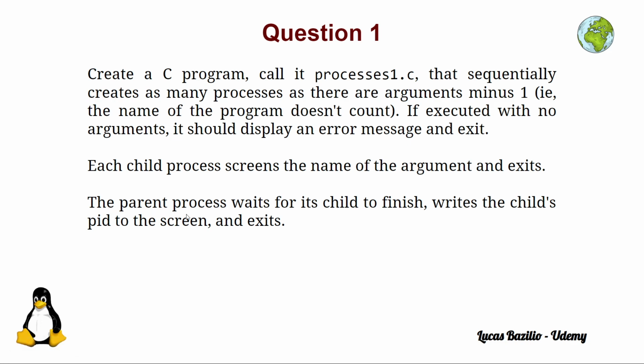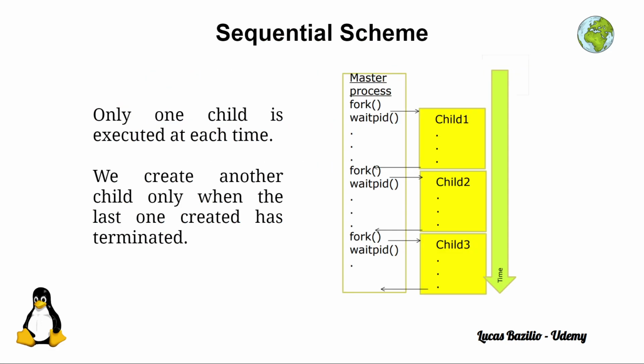So the parent process waits for one child to finish. Once this child has finished, then we can create a new child, okay? So we will have here a sequential scheme. Remember, we already studied the sequential scheme previously, okay? The idea is that only one child is executed at each time, and we only create another child when the last one created has terminated.